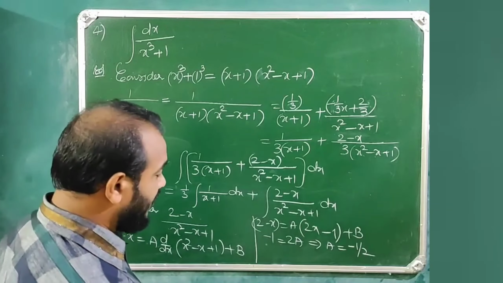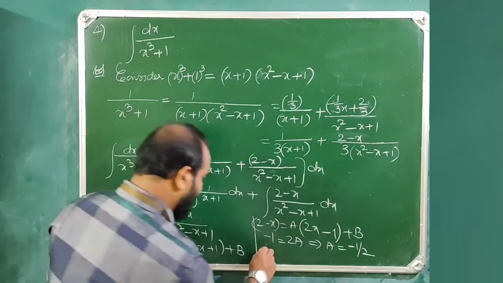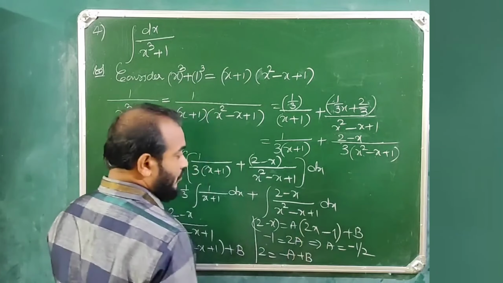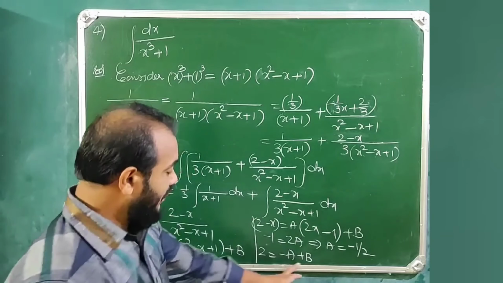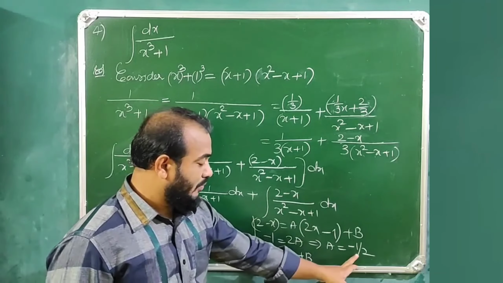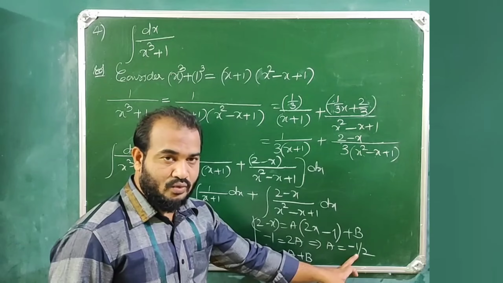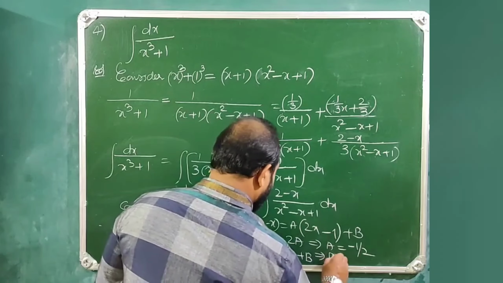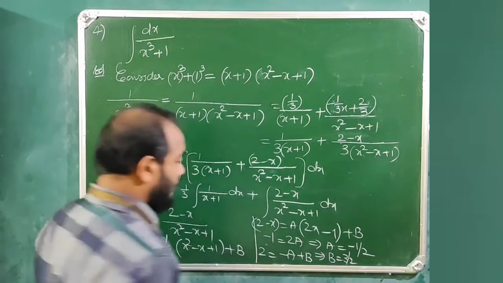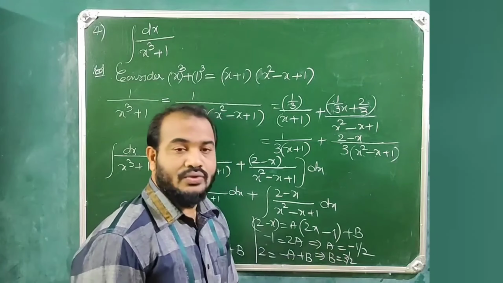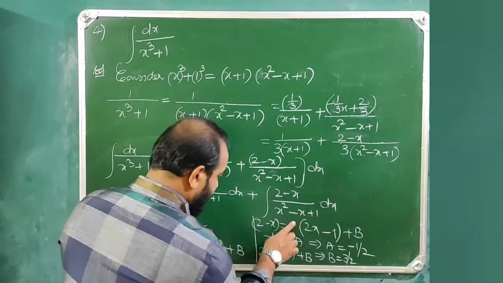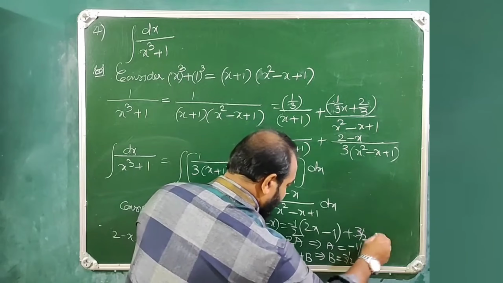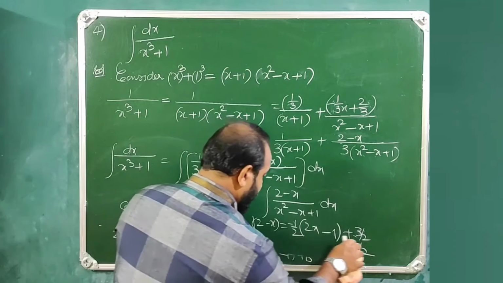Likewise, comparing constants on both sides, 2 is equal to minus a plus b. So from this, 2 plus a is equal to b, 2 plus minus 1 by 2. So 2 minus 1 by 2 equals b, 4 minus 1 is 3, so b is equal to 3 by 2 we get. So a is equal to minus half and b is equal to 3 by 2. So this is what we have obtained.